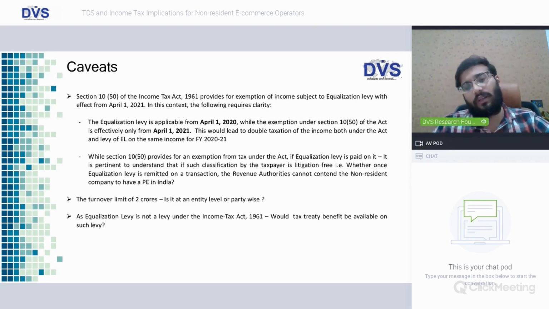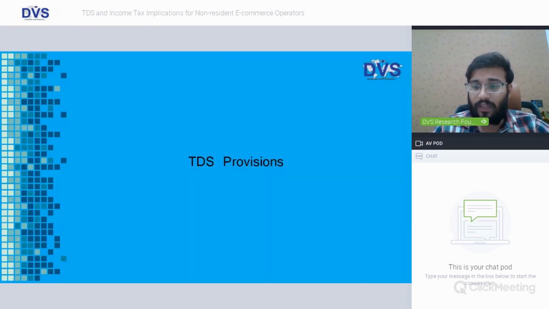Equalization levy is not a levy under the Income Tax Act 1961. Would treaty benefits still be available on such levy? As it is not part of the Income Tax Act 1961, our view is it has been inserted by a Finance Act, like how service tax was introduced in 1994. It would not fall within the ambit of any of the provisions under the Income Tax Act, and thus credit cannot be taken for equalization levy when it comes to taking benefit of DTAA.